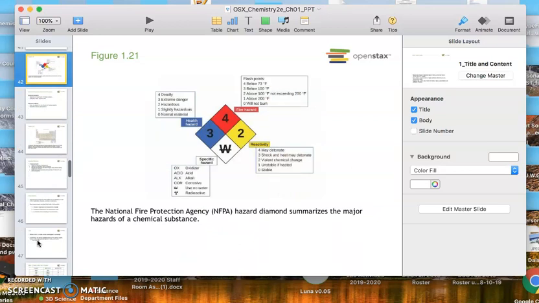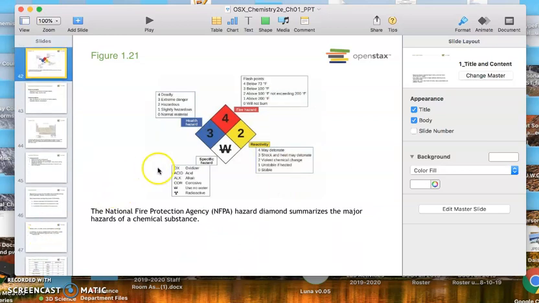So when we talk about chemicals and we're looking at a chemical label, for example, we see this hazard diamond, and you see different numbers and different colors, and every color represents something else. So, for example, if it's blue, it represents a health hazard. The number 3 represents the magnitude of that health hazard. So, in this case, this chemical is extremely dangerous.